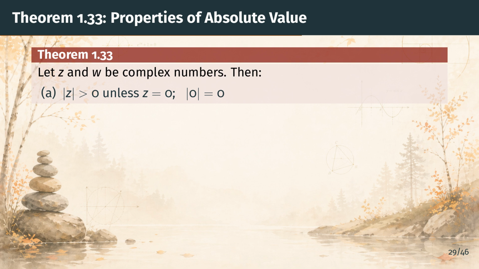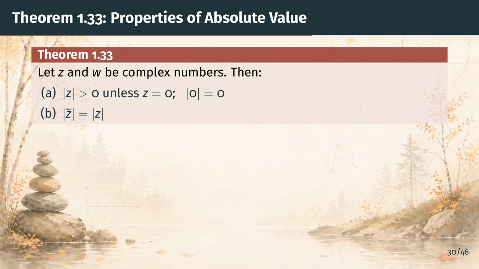Next, let's see what happens under conjugation. Part B says that a complex number and its conjugate have the same absolute value. This makes geometric sense. z and z bar are reflections of each other across the real axis, so they are the same distance from the origin.